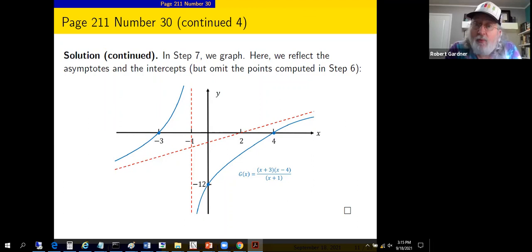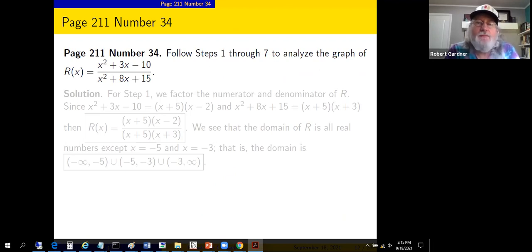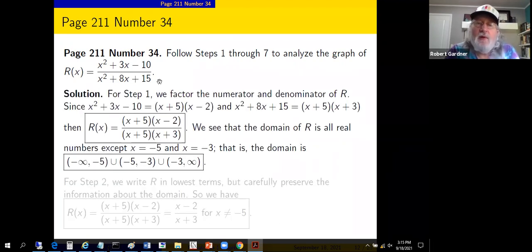So there's the graph of that one, and the illustration. In this case, the point was the oblique asymptote. Let's do another one. Here is a rational function, x squared plus 3x minus 10 over x squared plus 8x plus 15. Find the domain. Factor the numerator and the denominator.